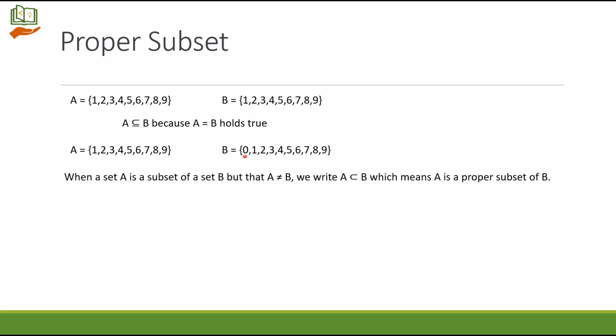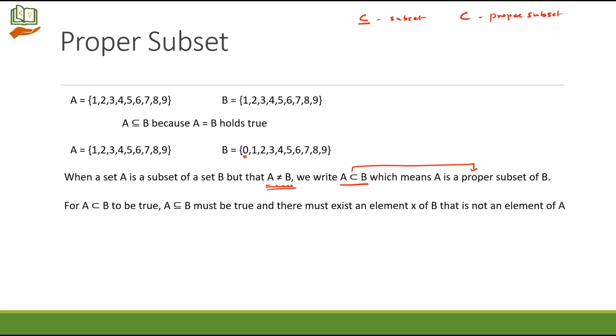When a set A is a subset of B but A is not equal to B, we will write this as A is a proper subset of B. So the notation is proper subset. When it is with the equal to symbol, it is the subset. When it is without the equal to symbol, it is the proper subset. What happens in a proper subset? All the elements that are present in A will be present in B, but B will have additional elements. In that case, we can say A is not equal to B.